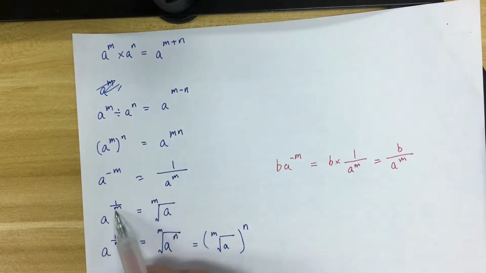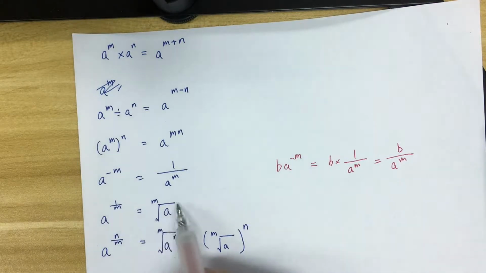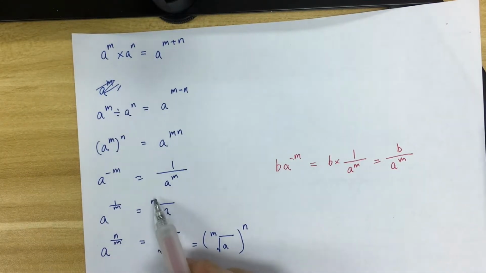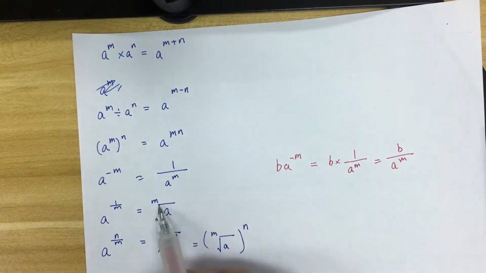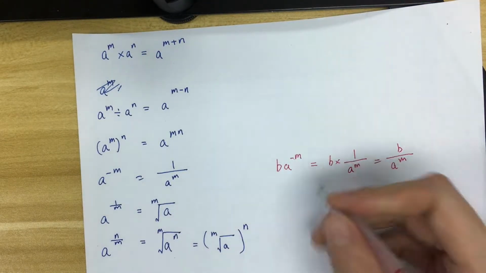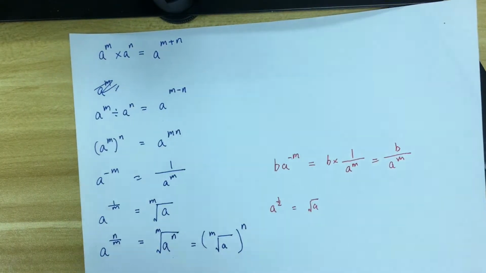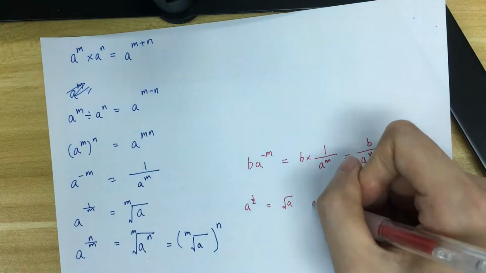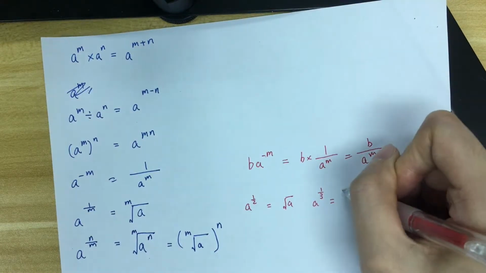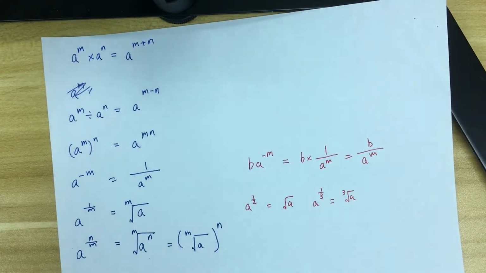And if it is 1 over m, that will be the m-th root, which means how many roots you're doing. If it is 1/2, then that will be square root. If it is a third, that will be a cube root, and so on and so forth.